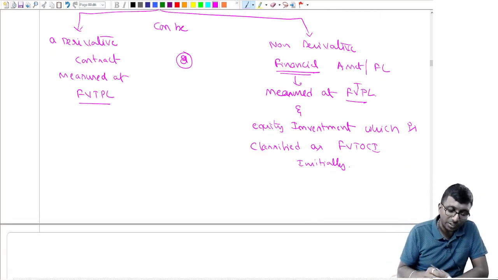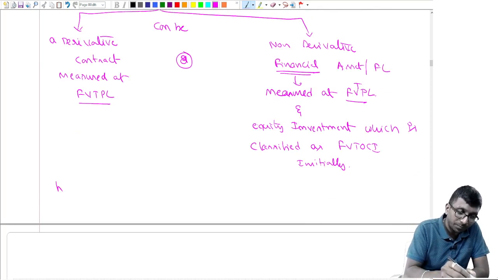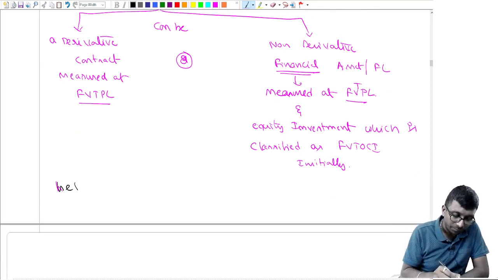Next, what is hedge effectiveness? This is the next small definition. Hedge effectiveness.